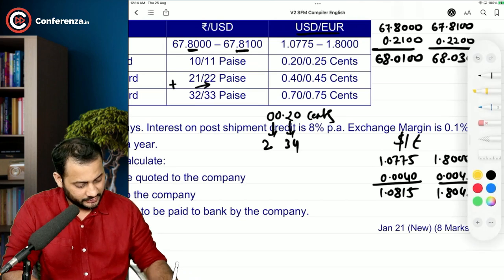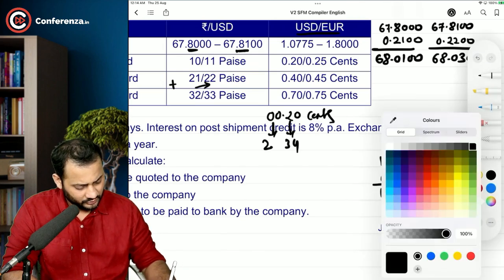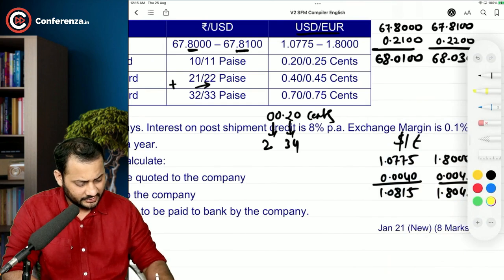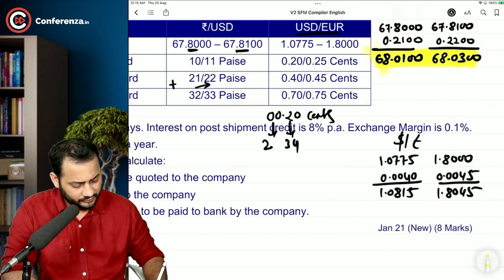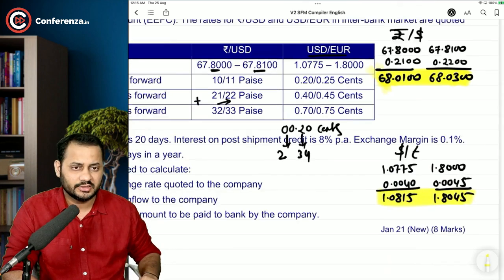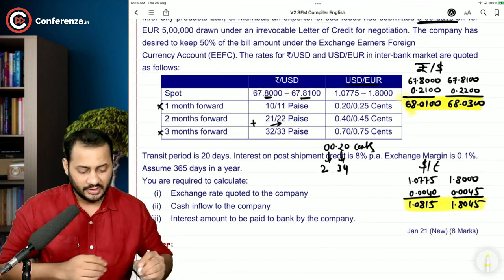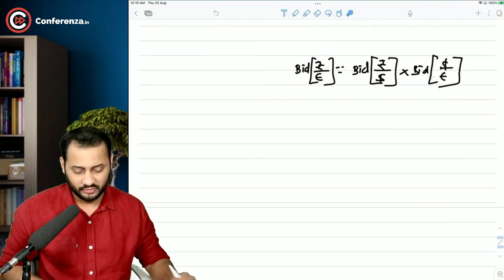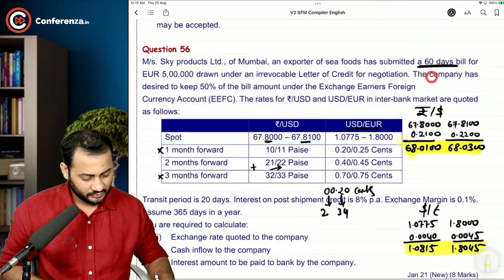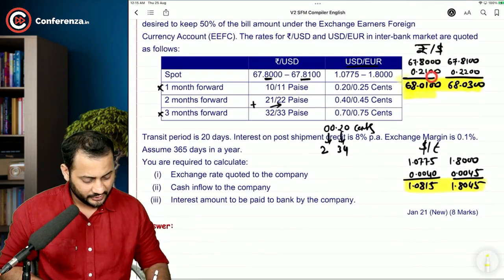Way too much to understand. And that's okay. If you have made a mistake, that's totally okay. Even I made the mistake while reading this question for the first time. And that's totally okay. These are the 2 months rates. And understand that we need the bid of rupees per dollar and dollar per euro. And both the rates are given as required. So take the bid.